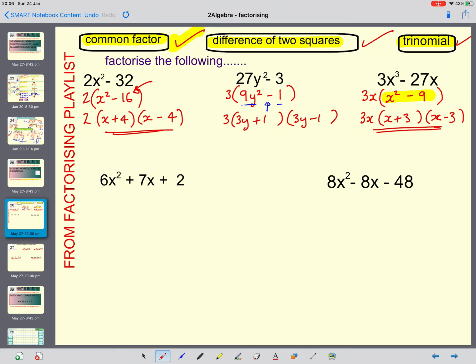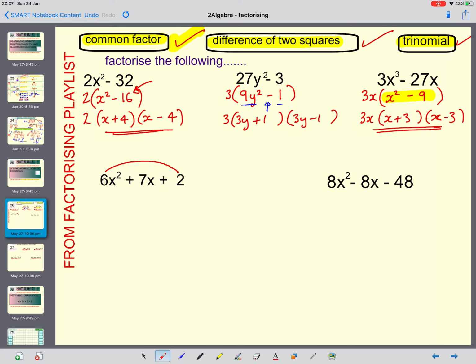Next one is a trinomial. Even with trinomials, always try and take a common factor out, but when I look at it, there's 6, 7 and 2. There is no number that I can take out that makes it more simplified. The only number that divides into all those 3 numbers is 1, and that doesn't make things any easier. There's many different ways to factorise. So the way I've taught my class, I think it's called Wendy's way. So I'm just going to show you how to do this.